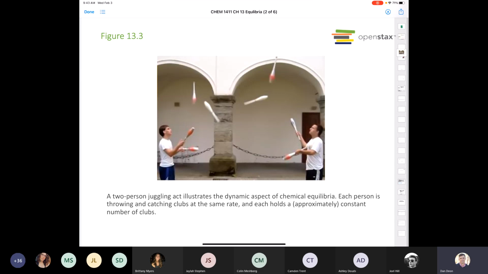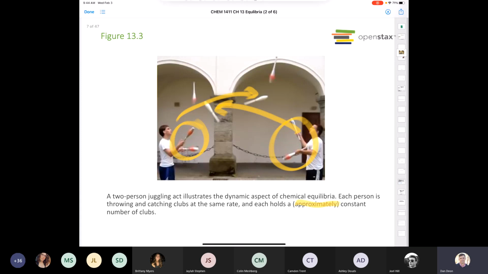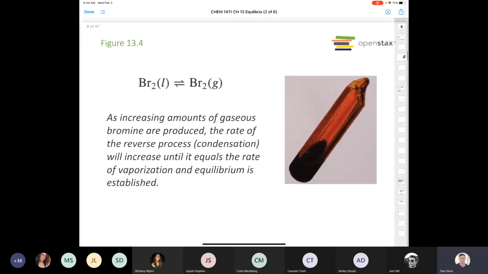Here, this again is the example from our textbook. You have two jugglers throwing juggling clubs. The idea is that there is a forward reaction and there is a reverse reaction, right? This guy's throwing them in this direction and this guy's throwing them in that direction, but at a relatively equal rate, and so they're both normally holding approximately the same number of clubs.